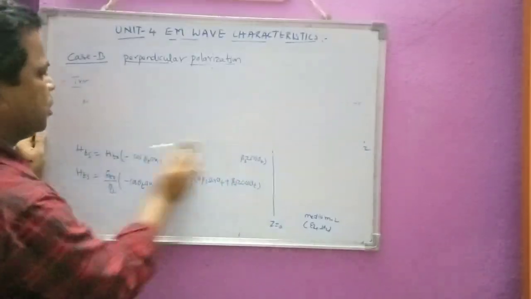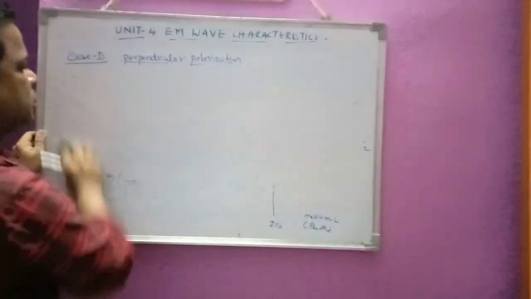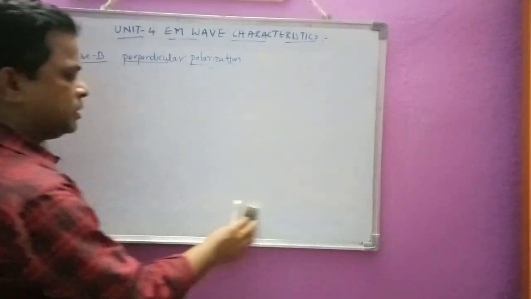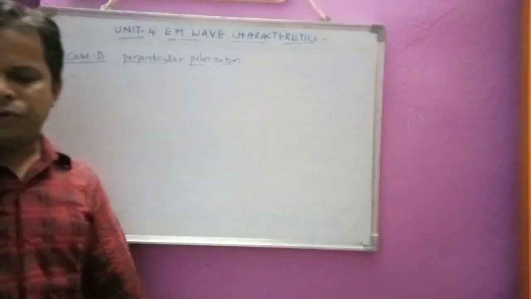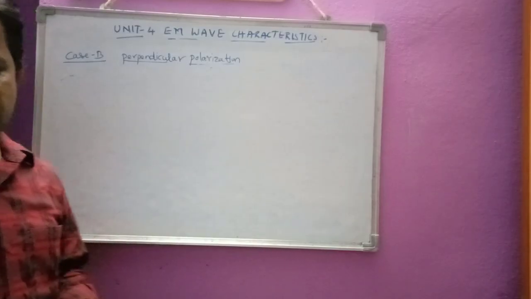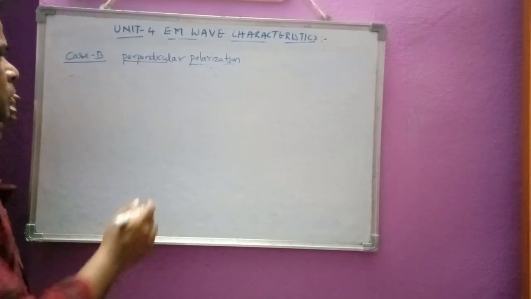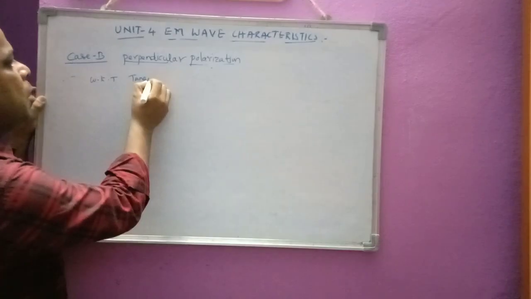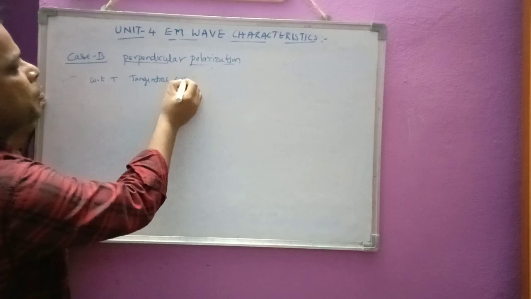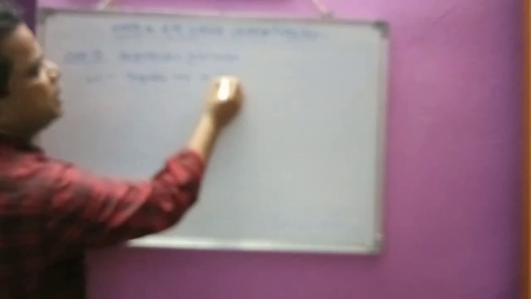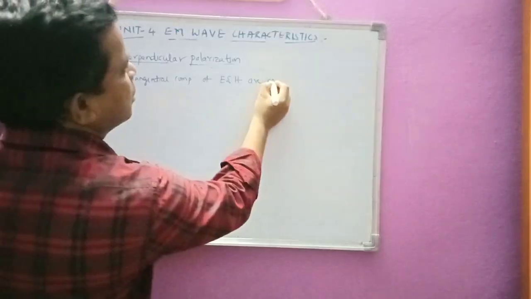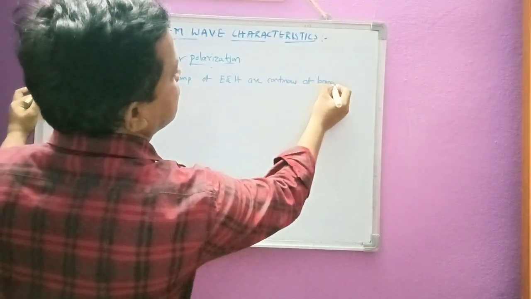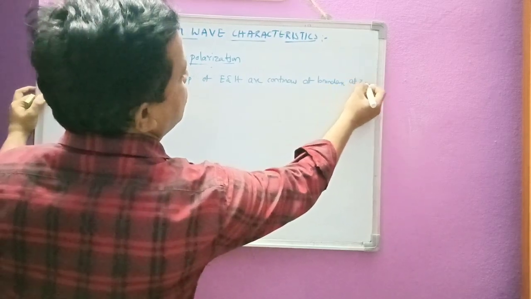Now our intention is to solve the equation for gamma perpendicular, that is, the reflection coefficient and the transmission coefficient for the perpendicular polarization. In order to do that, we know that the tangential components of E and H are continuous at the boundary, at the z equal to 0 interface.